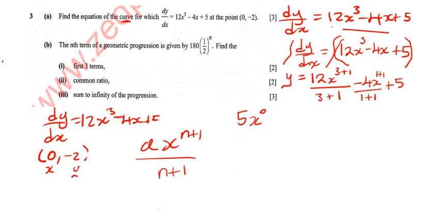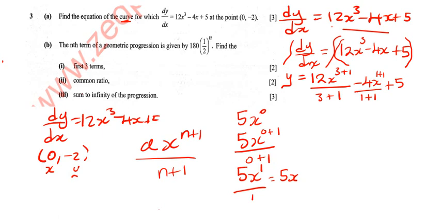So we have 5x to the power 0, right? So you say 5x to the power 0 plus 1 over 0 plus 1, like that. And then 5x to the power 0 plus 1 is 5x to the power 1, over 0 plus 1, which is 1, which equals what? 5x, like that. 1 into 5x is just 5x. X to the power 1 is just x.